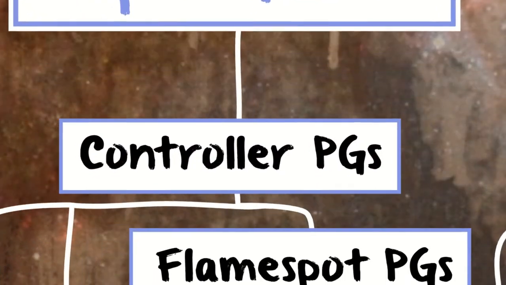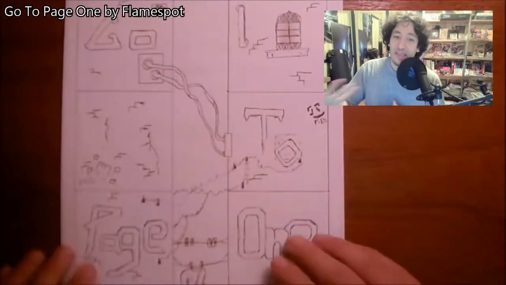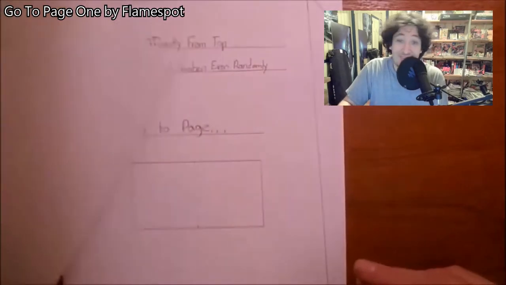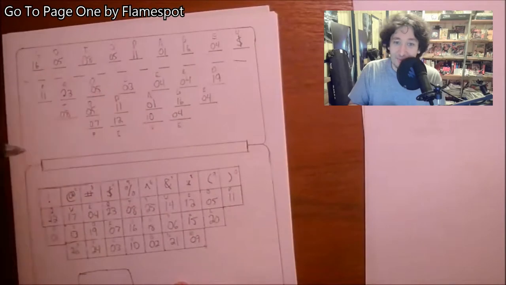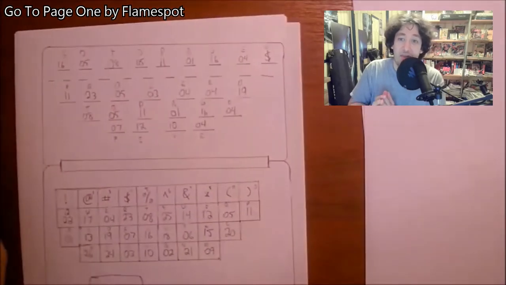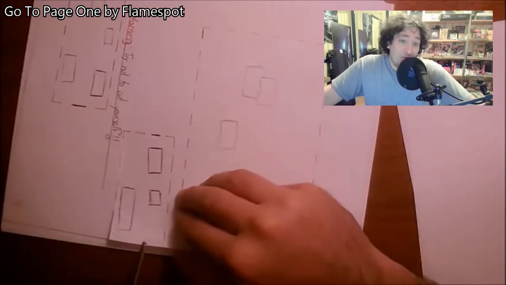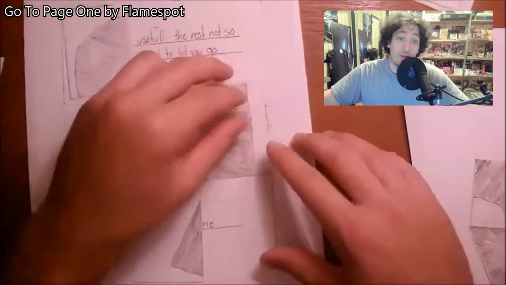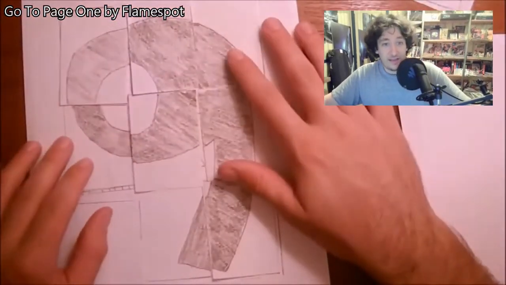Heading back over to the paper game side of things, we've got the flame spot style, I'm calling it. These are games that involve you tossing dice, using rules, using grids. Sometimes you even have to physically throw items onto the board. This is the style sort of pioneered by flame spot, as far as I'm aware. So for that reason, I think it's fair to call this the flame spot style, even though not all of flame spot's games are in the flame spot style. We'll get to that a little later.